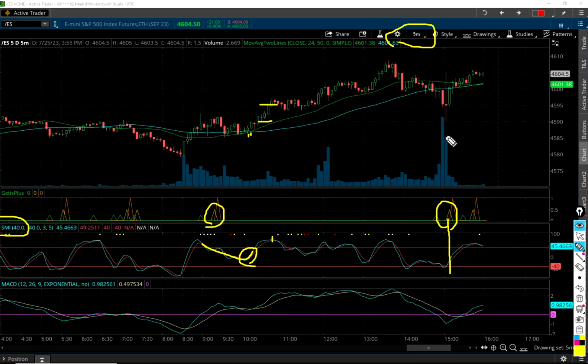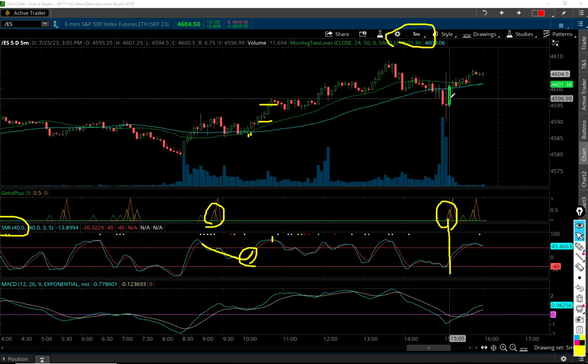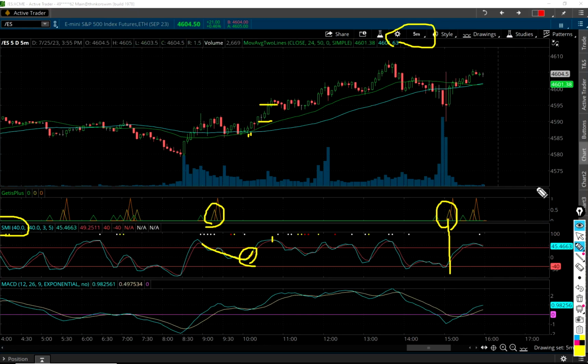As soon as this long... looks like it happened on this one right here, this big old green candlestick. As soon as this candlestick closed, you open it up on this one. And guess what? On the futures, you ride it for another 5 points, from 4,600 to 4,605.